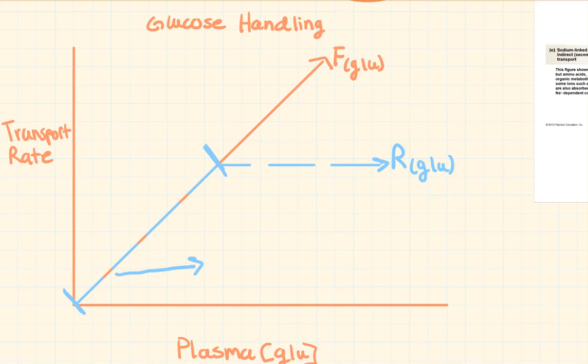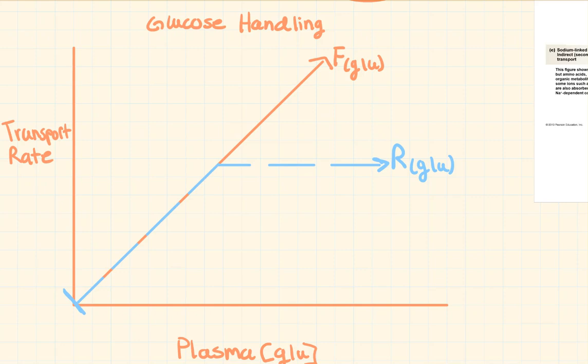But starting at the plateau, the way we interpret this is, even if you put more glucose into your blood, your reabsorption rate has reached its maximum. So you are reabsorbing glucose at the maximum rate despite the plasma glucose concentration increasing. So even if you add glucose to your blood, you will not reabsorb glucose any faster than what you are currently doing.